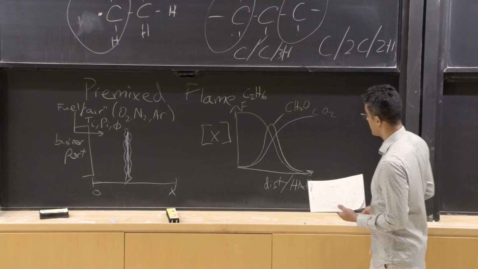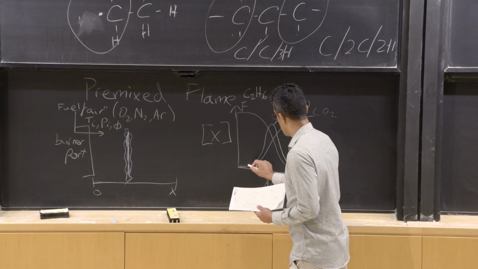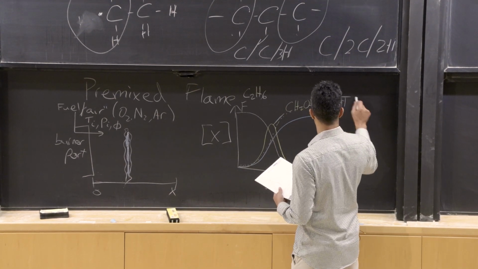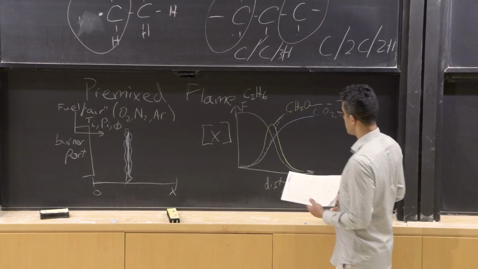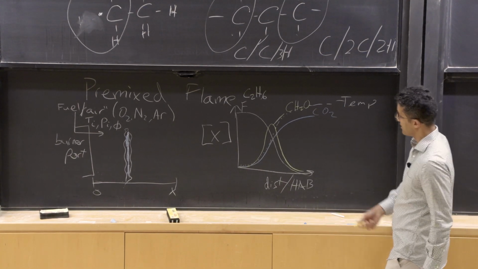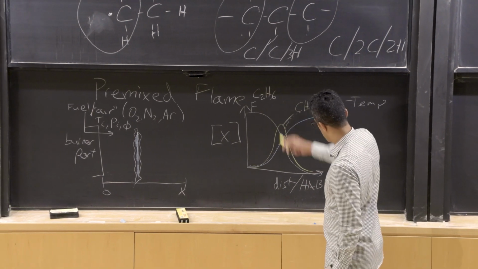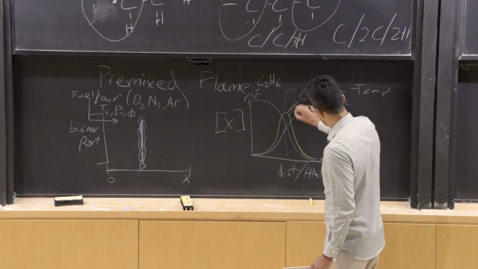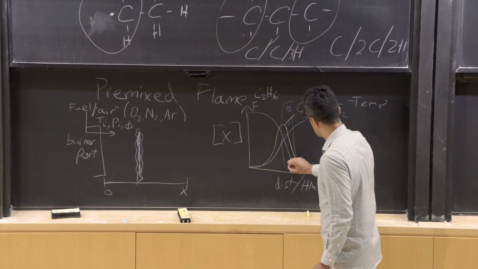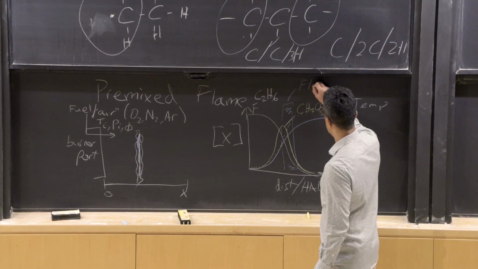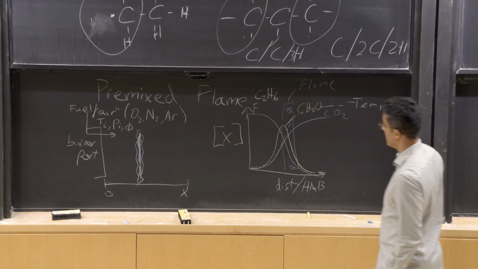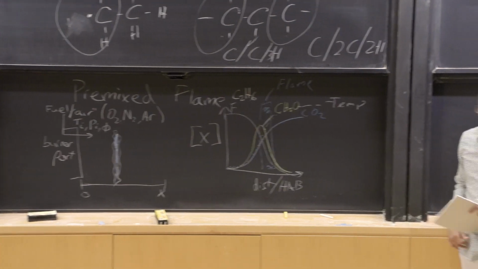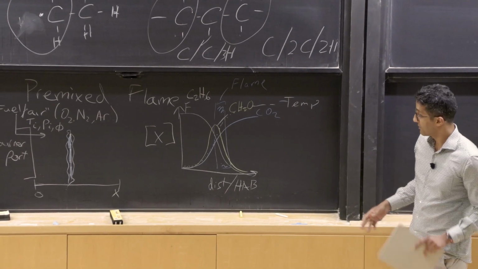And then you might have also the temperature. This could be a temperature profile. And what this says is, okay, this position here, where everything happens, is your flame. This is basically your flame region. So you can think of your flame as your high temperature reactor. Maybe it's around 1800, 2000 degrees Kelvin.